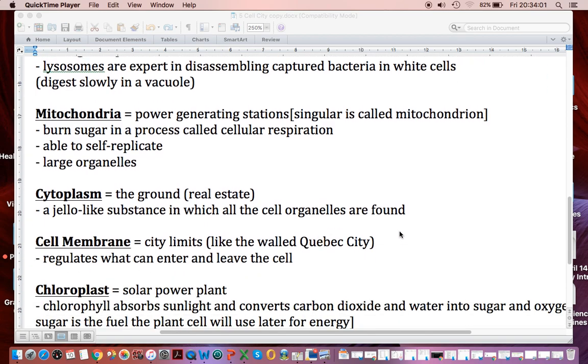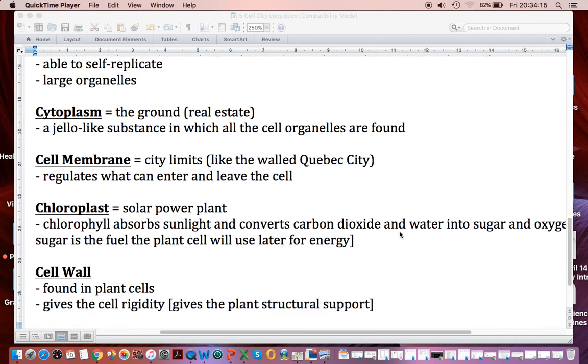Cytoplasm, it says, is real estate. It's like the ground. So all of these other organelles are just embedded in the cytoplasm. And it's that jello-like substance. It reminds you, probably if you did eye dissection, a bit of vitreous humor. The cell membrane surrounds the cell, and again, it regulates what can enter and leave a cell, and we will spend time worrying about that.